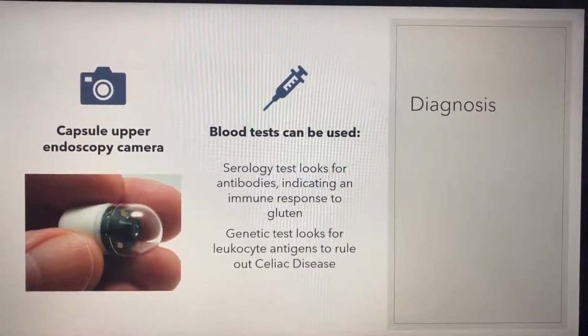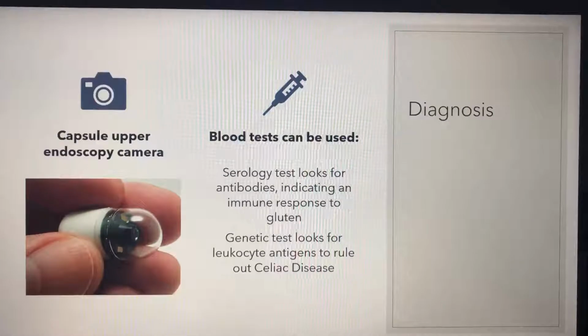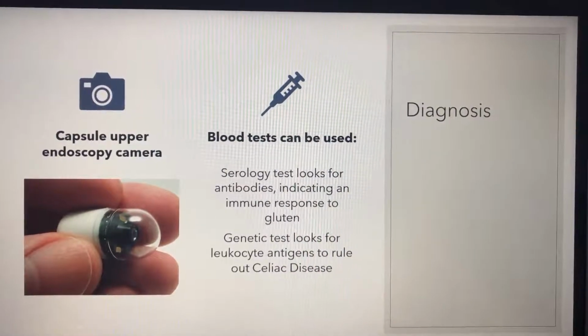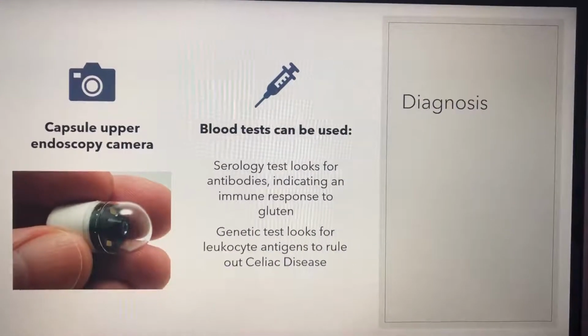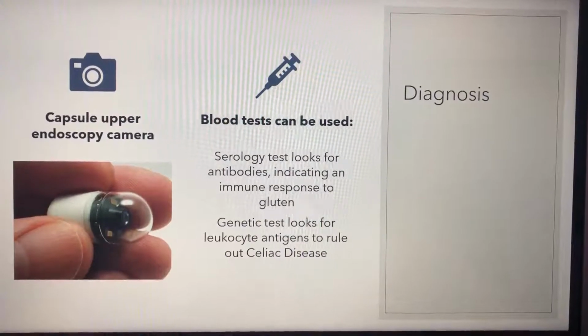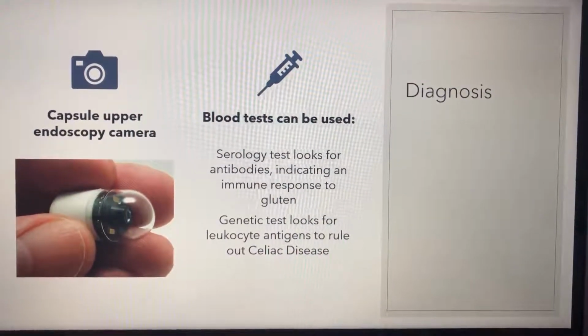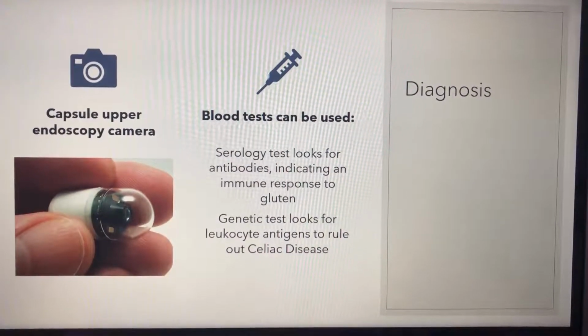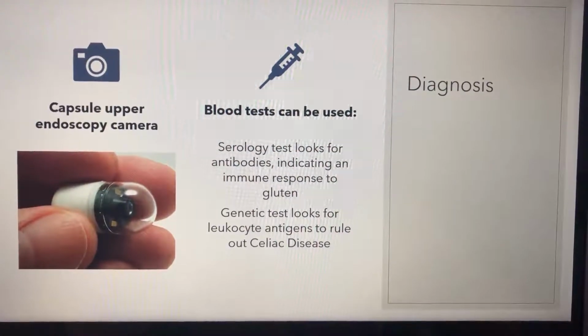A capsule endoscopy is a minor procedure that uses a small camera to take photos of the patient's digestive tract. The camera is about the size of a vitamin and is swallowed. Capsule endoscopies can be used to look for any damage to the small intestine.